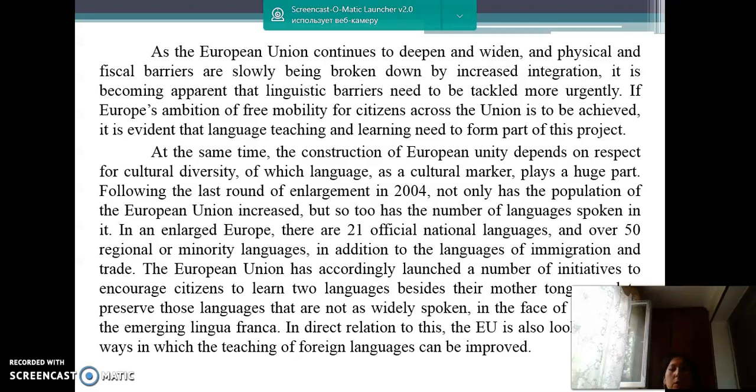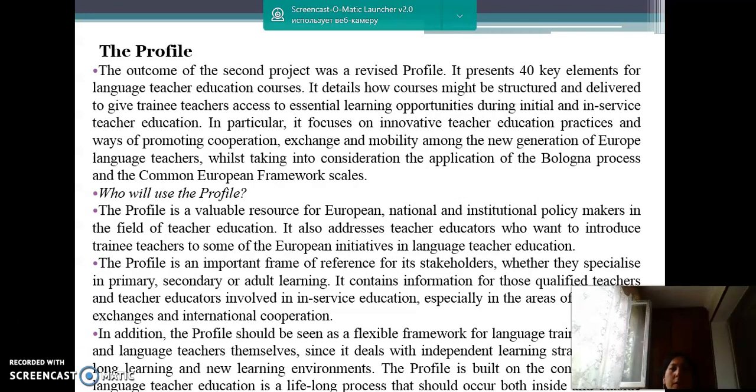In relation to this, the European Union is also looking at the ways in which the teaching of foreign language can be improved. The profile. The outcome of the second project was a revised profile. It presents 40 key elements of language teacher education courses. It details how courses might be structured and delivered to give trainee teachers access to essential learning opportunities during initial and in-service teacher education. In particular, it focuses on innovative teacher education practices and ways of promoting cooperation, exchange, and mobility among the new generation of European language teachers.